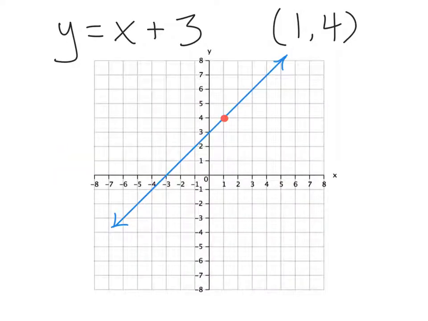Here is the justification for that. Here's the equation, and here's the line that we just graphed. So this line represents this equation. And here's the point (1, 4), and obviously the line goes through it.